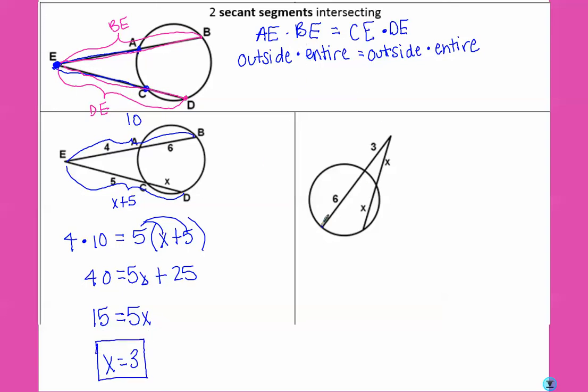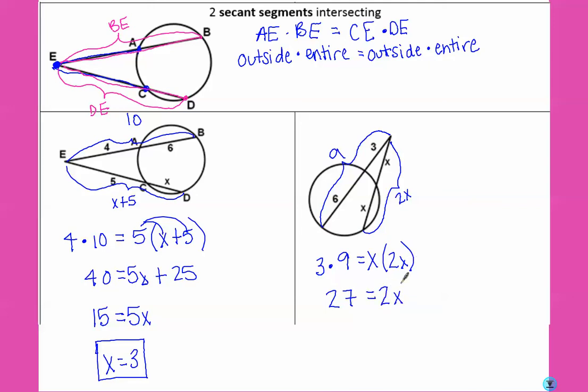This one, I'm just going to start off by finding our entire segments before we start. The entire thing here is 9. Here, the entire thing, x plus x would be 2x. So outside is 3 times the entire thing is 9 equals outside, which is x, times the entire thing, which is 2x. 3 times 9 is 27. X times 2x is going to be 2x squared.